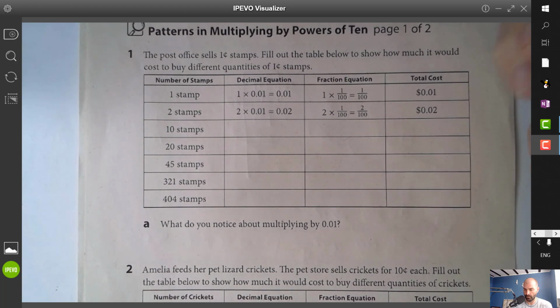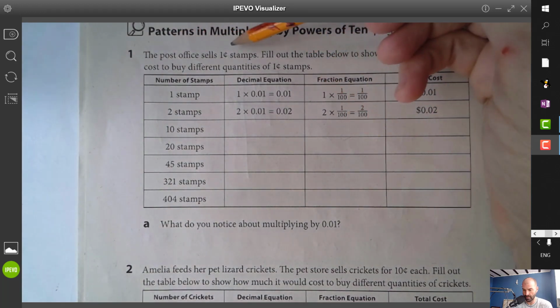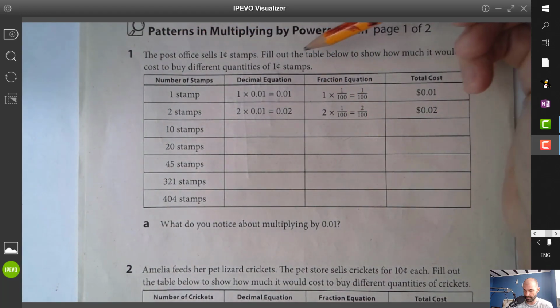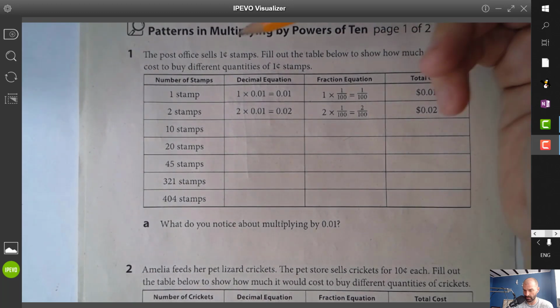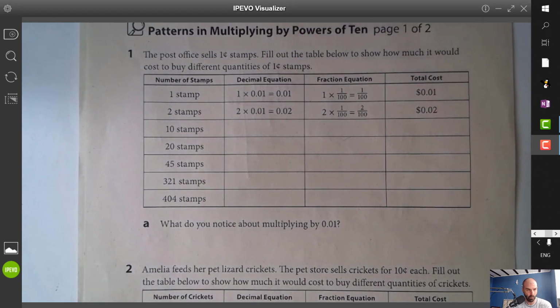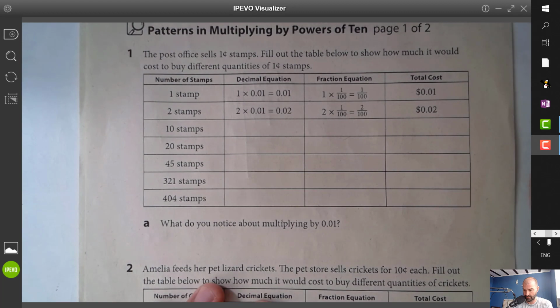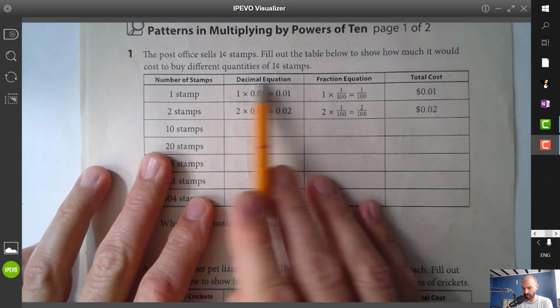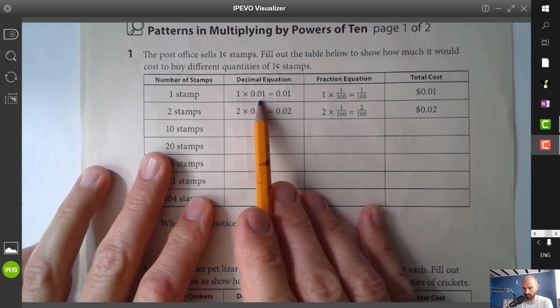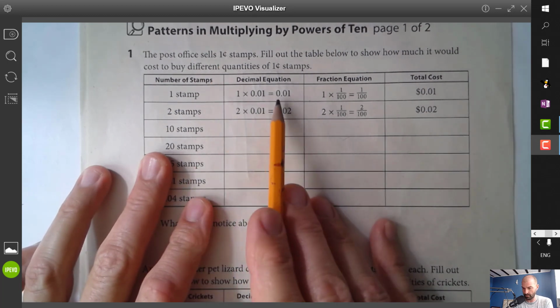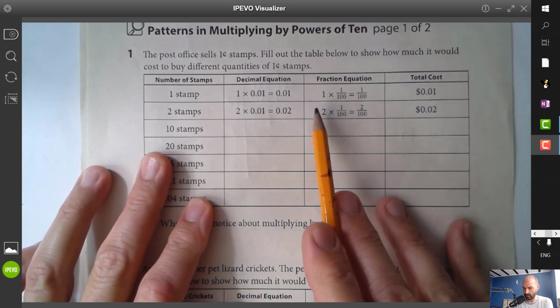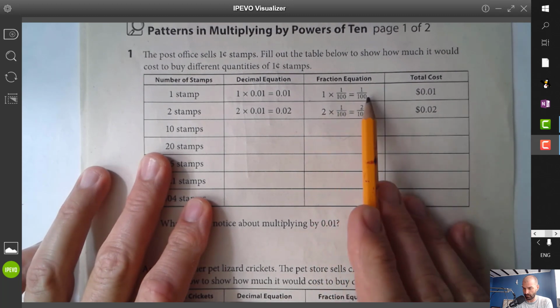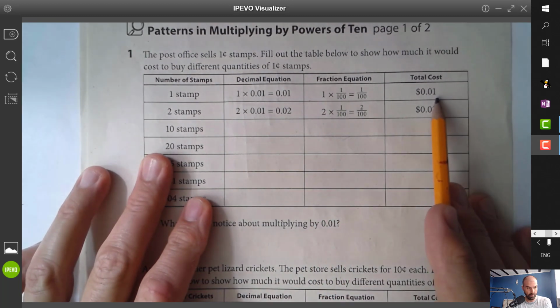Alrighty, so this is the post office sells 1 cent stamps. Fill out the table below to show how much it would cost to buy different quantities of 1 cent stamps. So they give some examples. So one stamp equals, decimal equation, 1 times 1/100th, because it's 1 cent, equals 1/100th. Fraction equation is 1 times 1 over 100 equals 1 over 100, and the total cost, 1 cent.